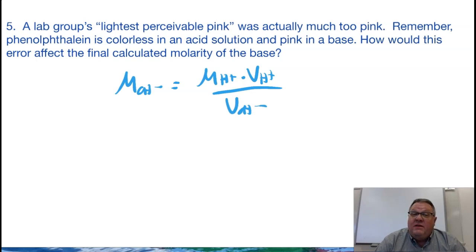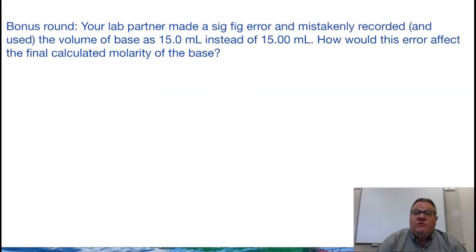Okay, if they overshot their endpoint and called that good, the error would be that they added too much base solution. That would mean your VOH minus is too large. Since that's in the denominator, that's going to affect your calculation, causing your calculated molarity of OH minus to be too small. All right, one last one, bonus round. Give this one a try, see what you think.